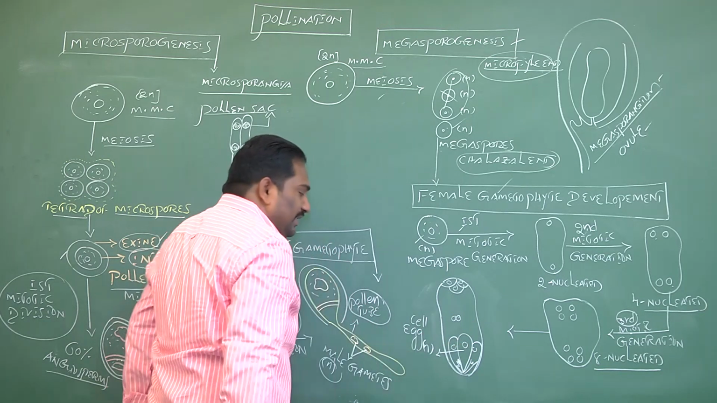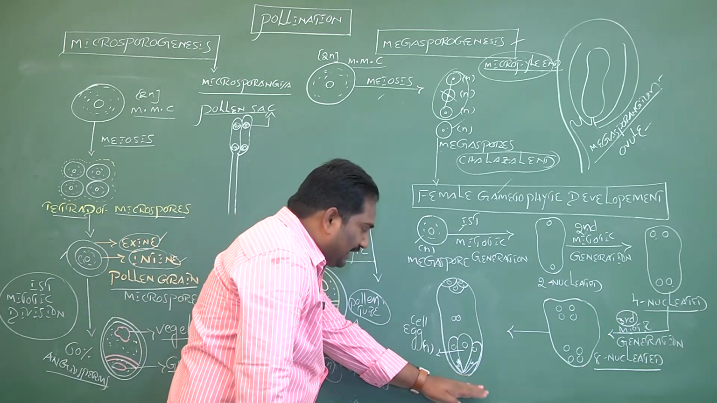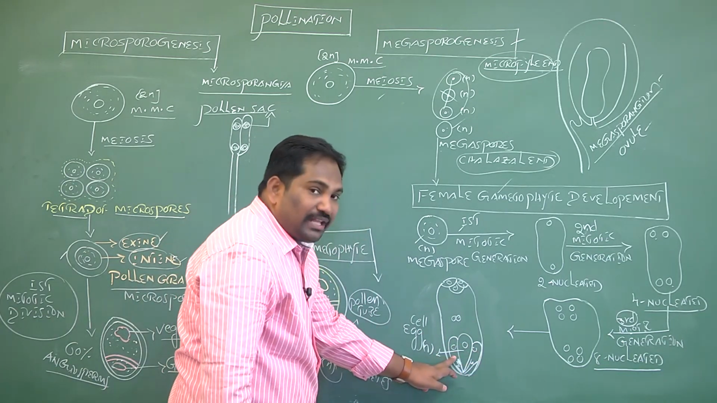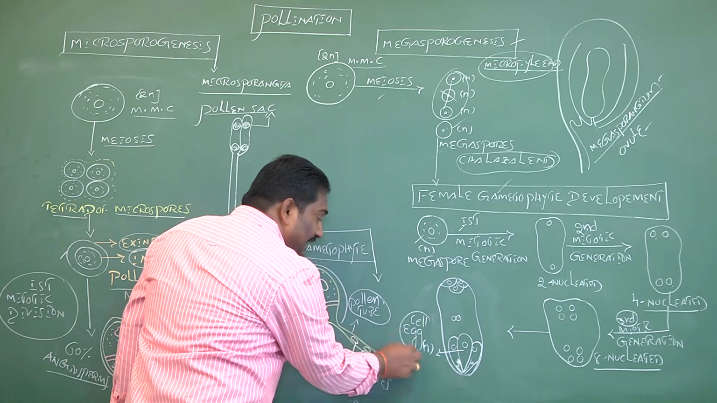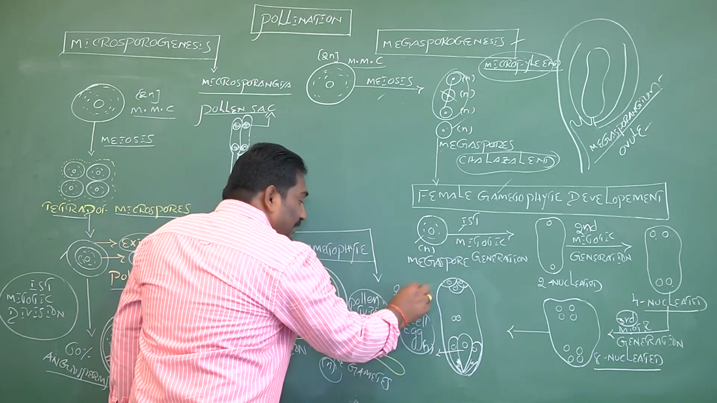In the 8-nucleated embryo sac, towards the micropyle end, three cells are present, called the egg apparatus. The central cell of the egg apparatus is called the egg cell. The egg cell is nothing but the female gamete.